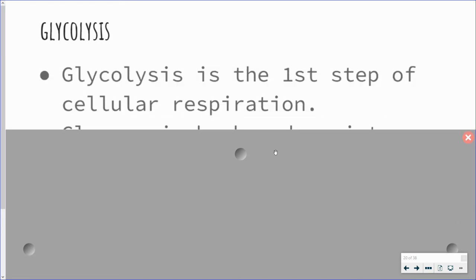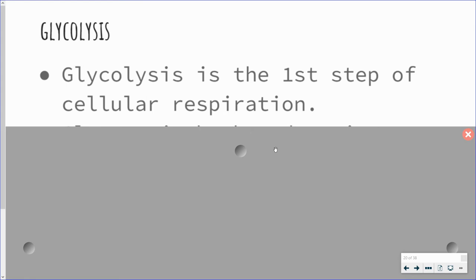The whole process starts with glycolysis. Glycolysis is the first step in cellular respiration. It doesn't matter if it's aerobic respiration or anaerobic respiration. Everything starts with glycolysis. Glycolysis is the first step of cellular respiration.